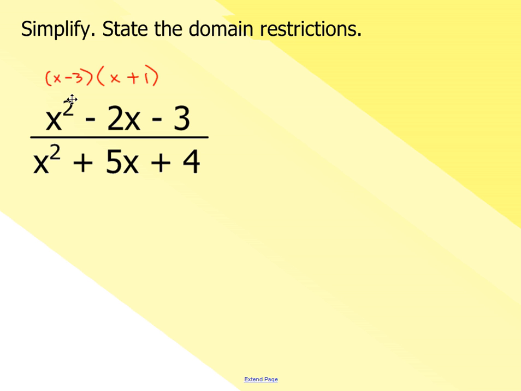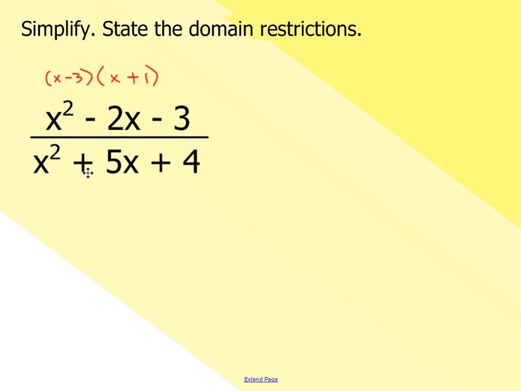I have a positive x minus 3x, that's negative 2x. Negative 3 times 1 is negative 3. So make sure that you are checking your factors. If you don't factor it correctly, you will not get these correct.